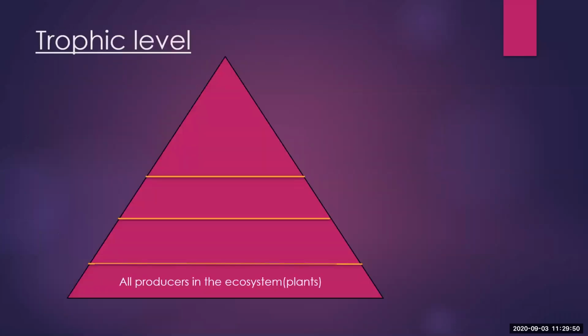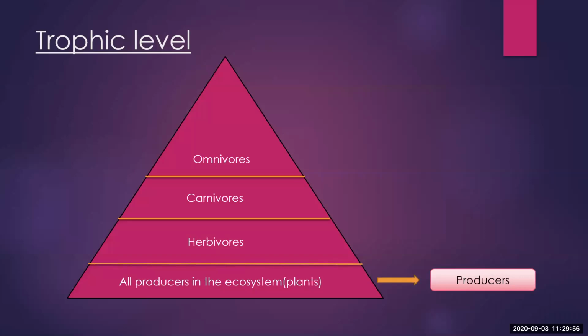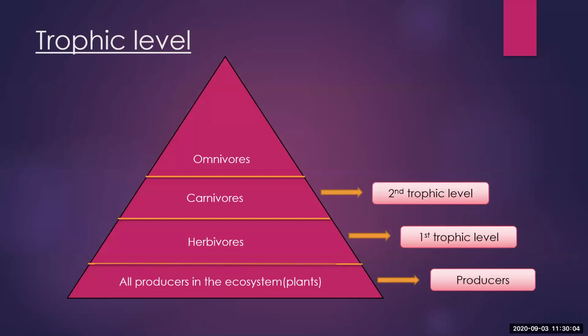Okay, and this is the trophic level. The producers at the base are more in number than herbivores. They are at the first trophic level. Carnivores are at the second trophic level, and omnivores are at the apex, that is the third trophic level.